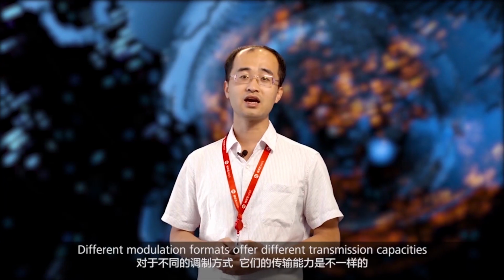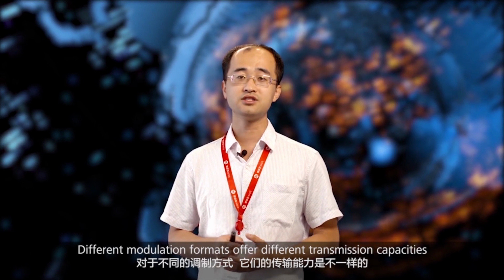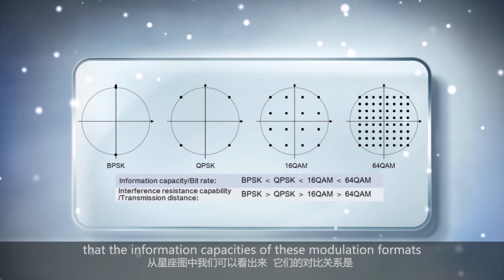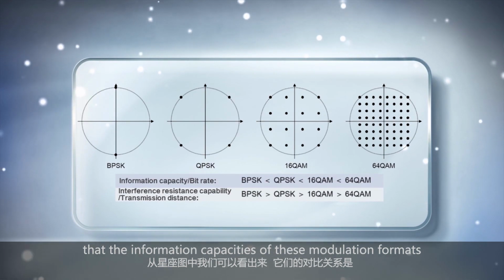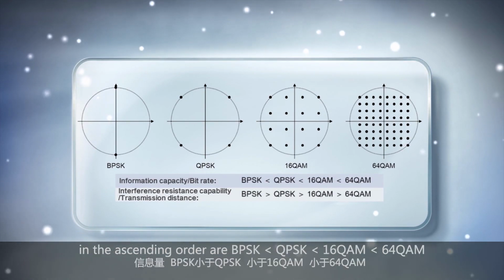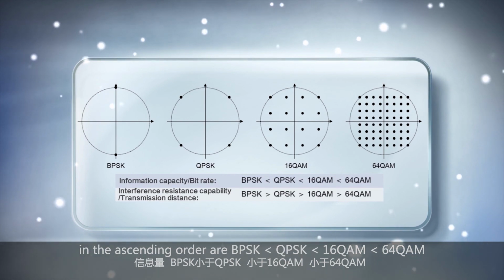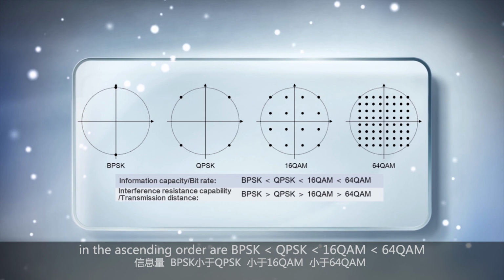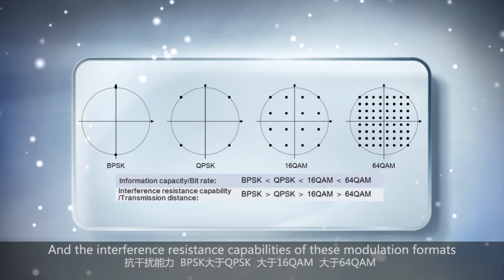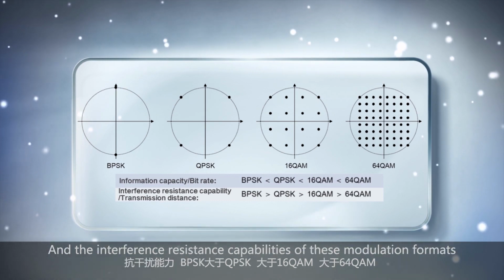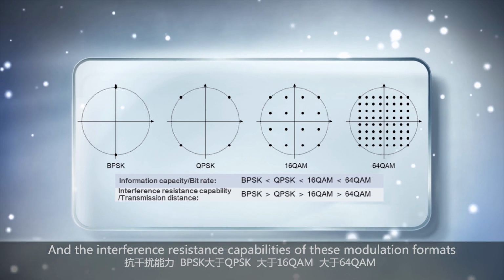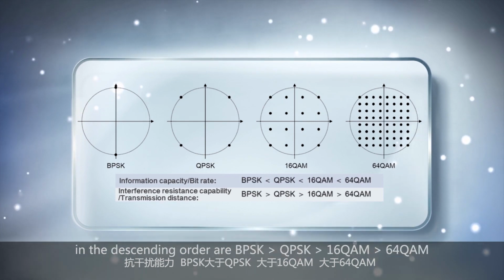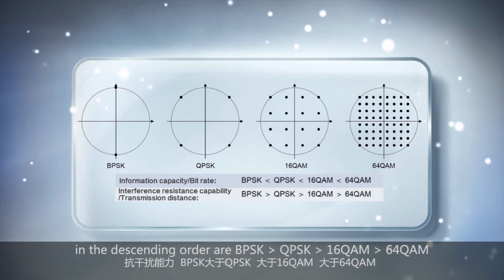Different modulation formats offer different transmission capacities. We can see from the constellation diagram that the information capacities of these modulation formats in the ascending order are BPSK, QPSK, 16 QAM, 64 QAM, and the interference resistance capabilities of these modulation formats in the descending order are BPSK, QPSK, 16 QAM, 64 QAM.